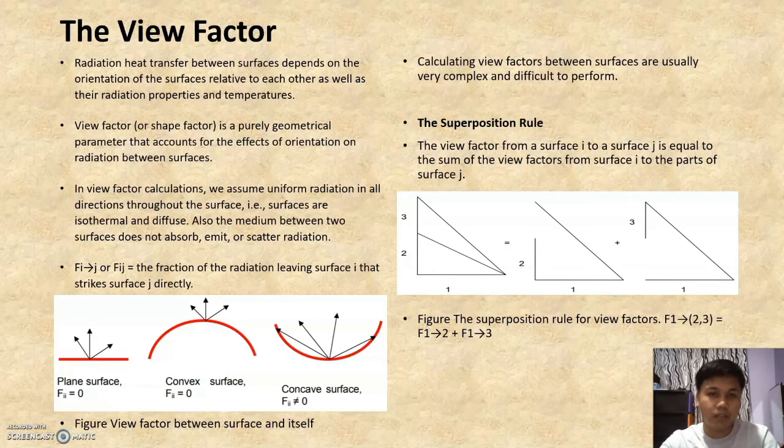The next one is superposition. The superposition rule is a method where the view factor from a surface i to a surface j is equal to the sum of the view factors from the surface i to the parts of the surface j. The figure shows the superposition rule for the view factor.